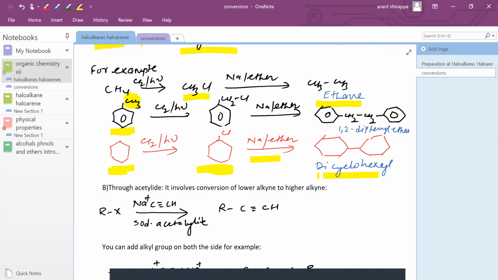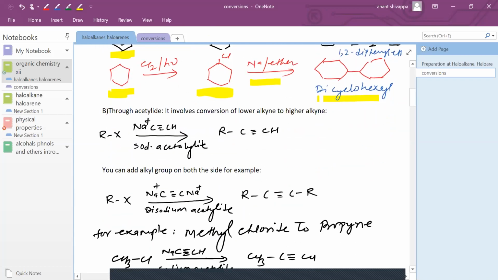Then the second example of ascent of series is through acetylide. You know, in class 11th, you have studied the acidic nature of alkynes, where you have seen that, being acidic in nature, they react with a base to form acetylide.